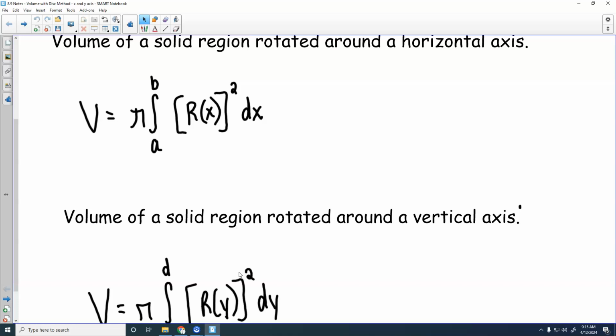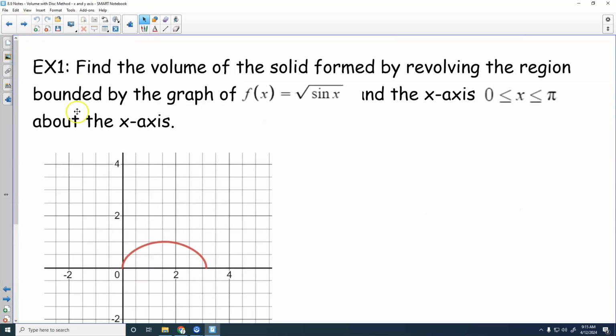Let's do a problem. Okay, so we are going to find the volume of the solid formed by revolving the region bounded by the graph of f of x equals sine x, and I should say the x-axis, from 0 to pi, about the x-axis. This looks a little funny and does not look like sine because of my scale on this. I should have made that scale a little better.